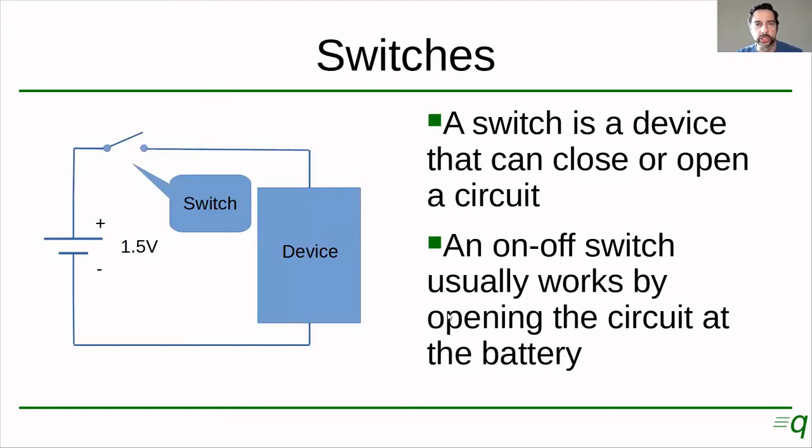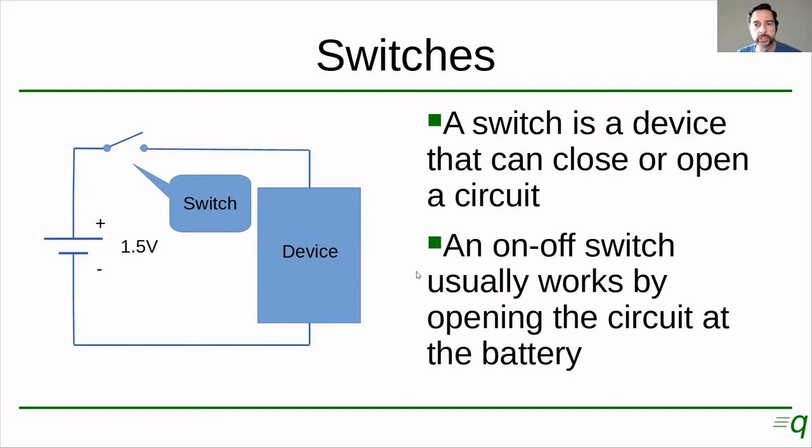So what is a switch? A switch is a device that can close or open a circuit. This is a very simple example, right? We have a 1.5 volt battery here, a switch, and whatever device this might be. So this switch here is shown in the open position. So the circuit is open, no current can flow through this. When you close the switch, this makes contact and you have current flowing and the device turns on.